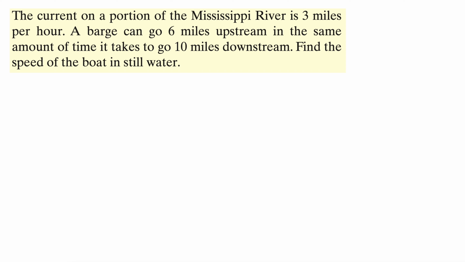This one is for you to try, but let's start it out together. The current on a portion of the Mississippi River is 3 miles per hour. Okay, so that's the river speed. A barge, that's the boat, can go 6 miles upstream in the same amount of time it takes to go 10 miles downstream. Find the speed of the boat in still water.